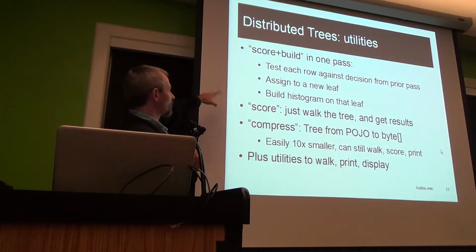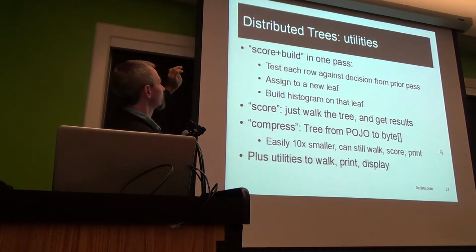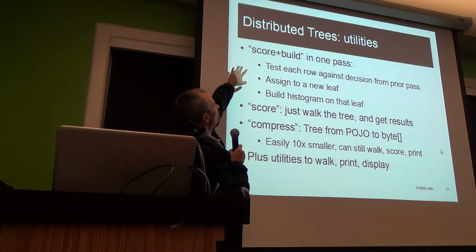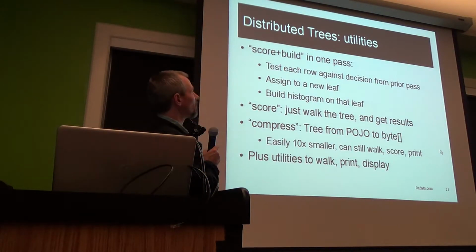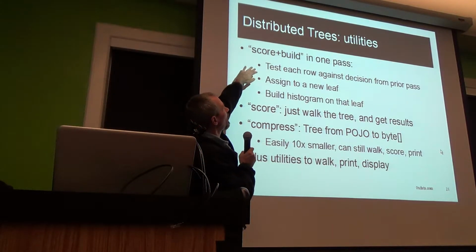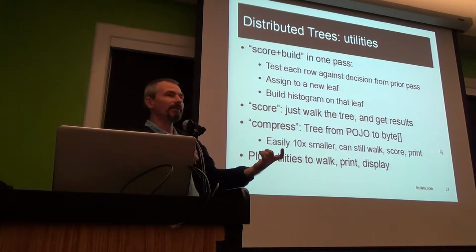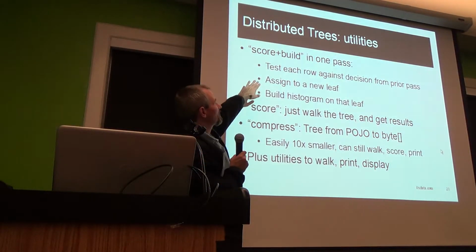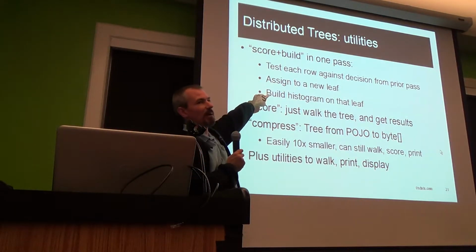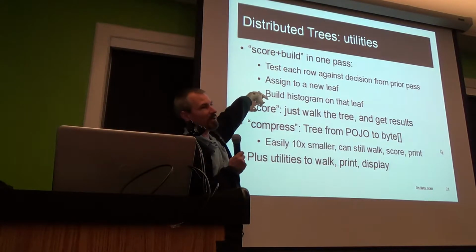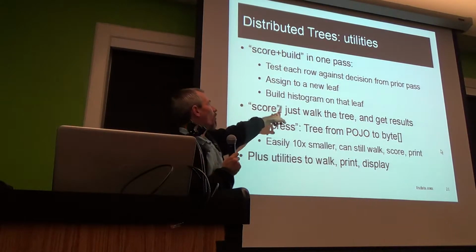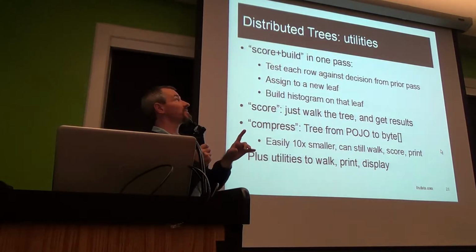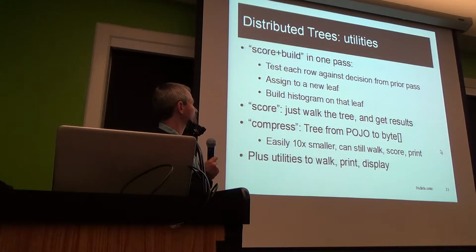Along the way of talking about building distributed tree algorithms, I built a bunch of utilities for helping me build trees. One of the main ones is that I'm going to score and build in one pass, where I take a row, look at the prior decision made from the last pass, and split it left or right according to which way it goes. Once it's assigned to a new leaf, I build some sort of histogram on that leaf. Both RF and GBM algorithms use the same notion, although what they use for computing in the histogram varies, and what decisions they're allowed to split on vary.